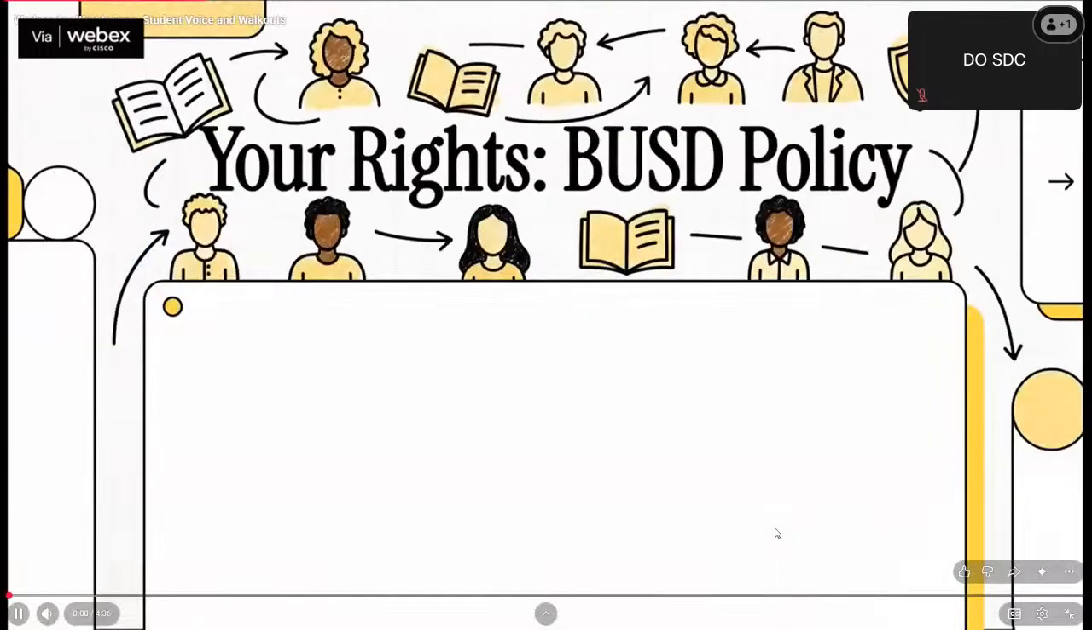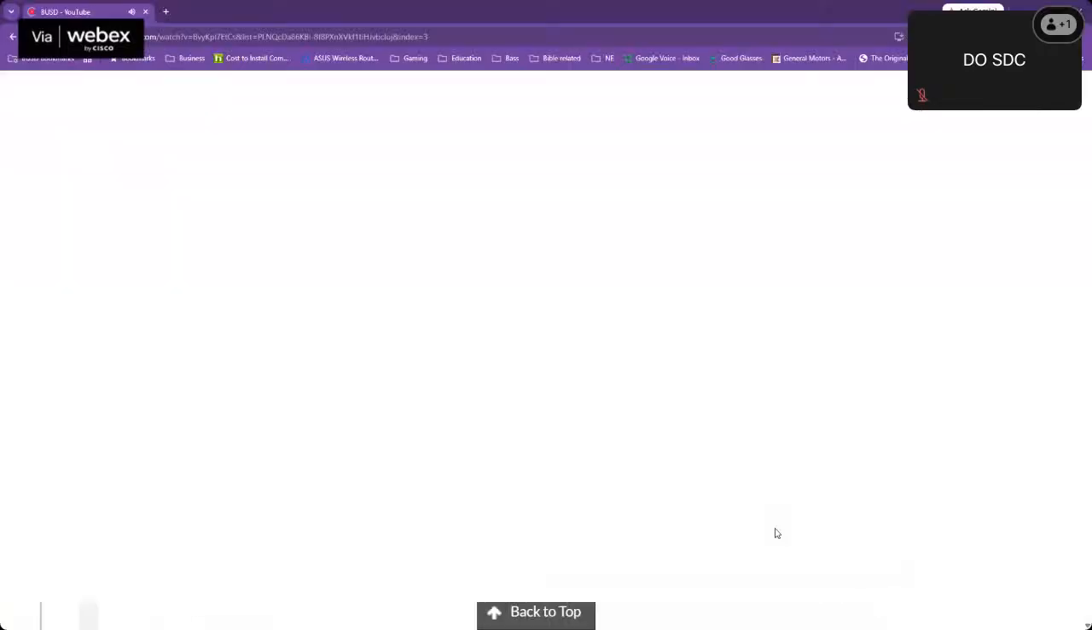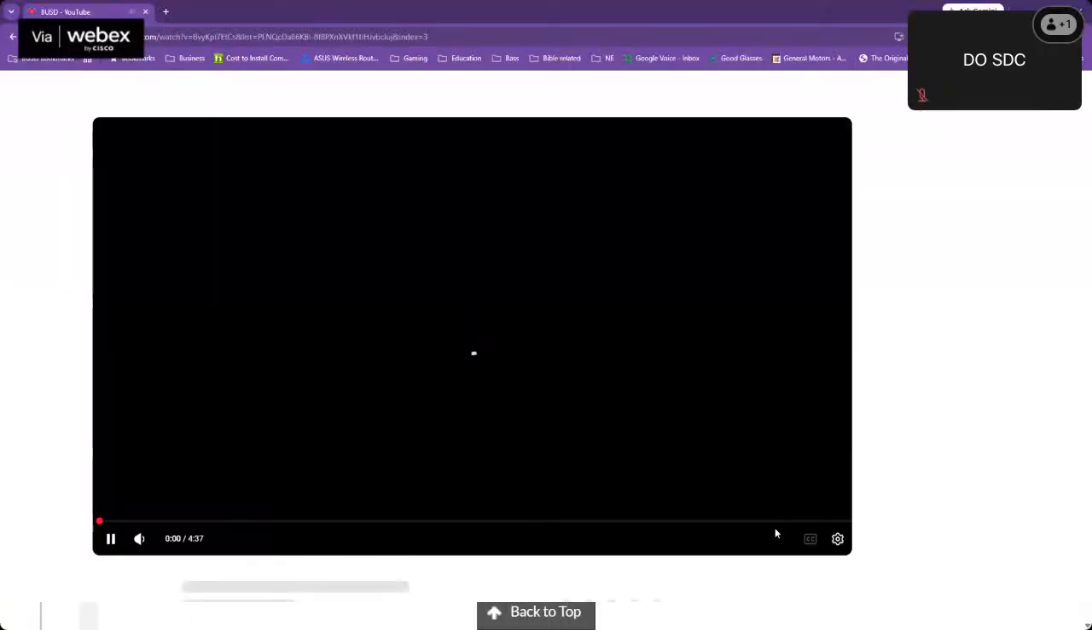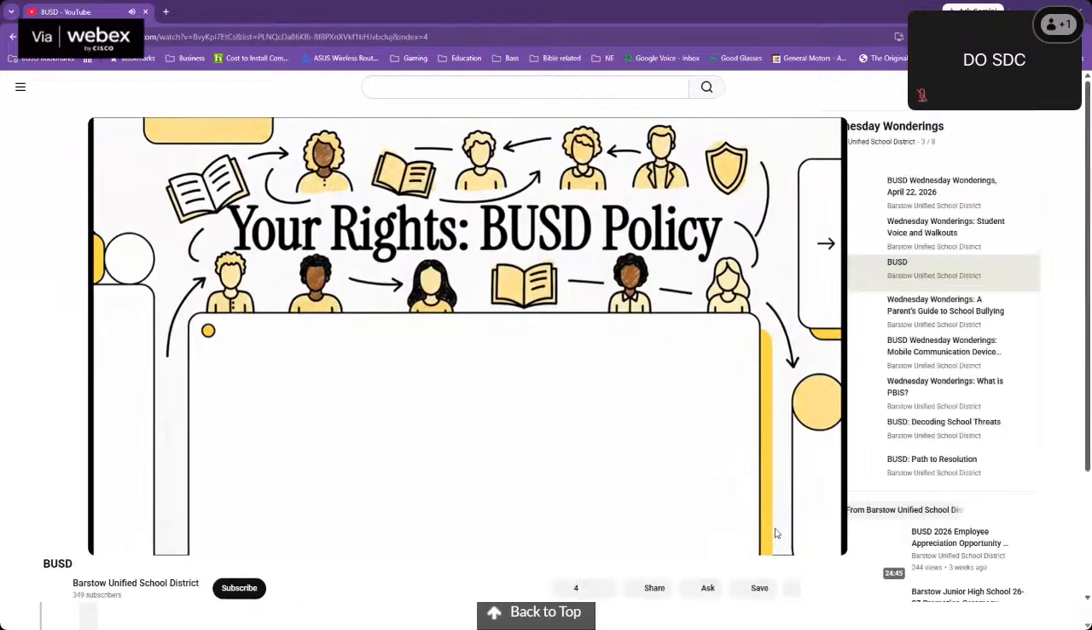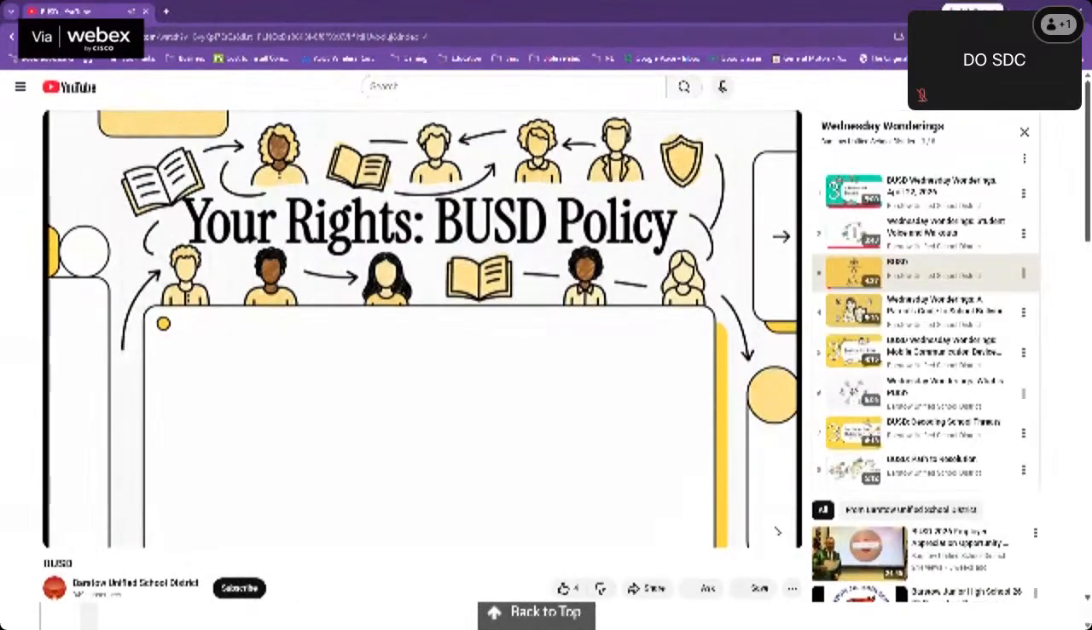Today, we're going to walk through the Barstow Unified School District's policy on immigration enforcement. The whole point of this is to make it super clear so every student, parent, and staff member knows what rights and protections are. So, let's get into it.